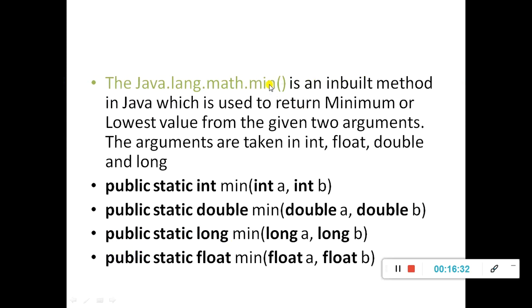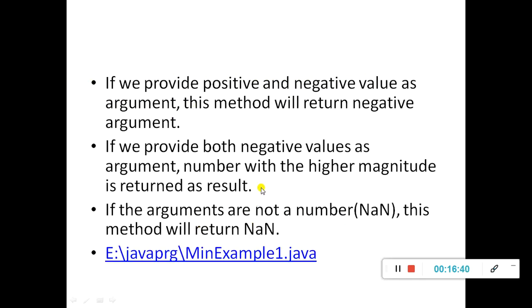Now the opposite of max is min, which returns the minimum of the two numbers. There are certain things we have to keep in mind when using the min function. If we provide positive and negative values as arguments, this method will return the negative argument. Obviously, if it is a positive and a negative, then the negative will be the minimum number. And if you provide both negative values as arguments, the number with the higher magnitude is returned as the result.